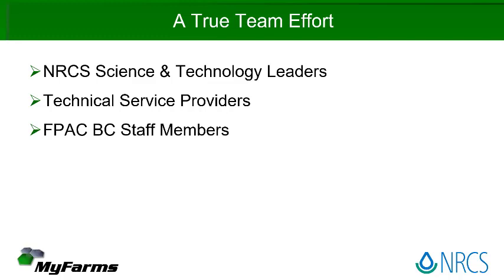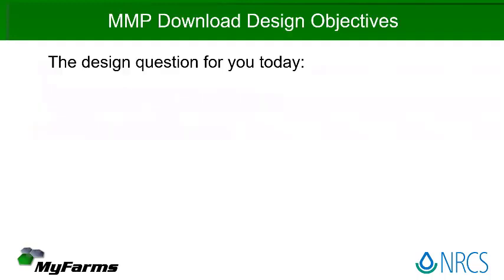And then also the Farm Production and Conservation Business Center, which is essentially the development arm for NRCS and a few other agencies. Their staff has weighed in on what they think of as best practices here as well. So these ideas are a collection of all of this input along the way. So the question for you is, what have we missed? What ideas do you have?